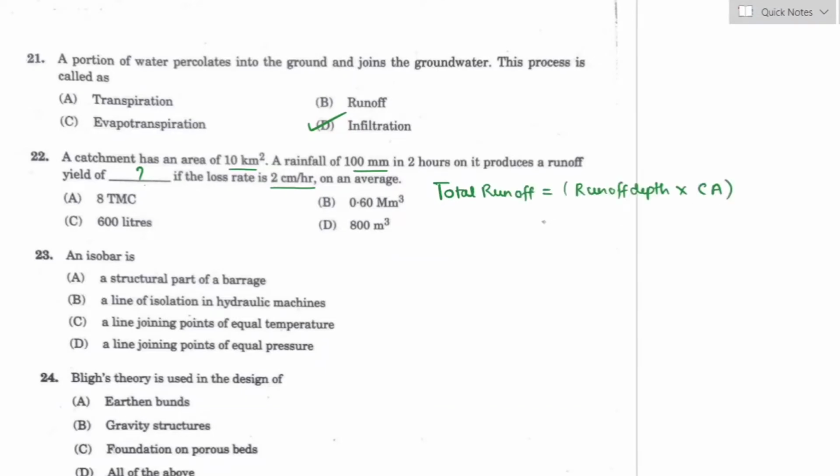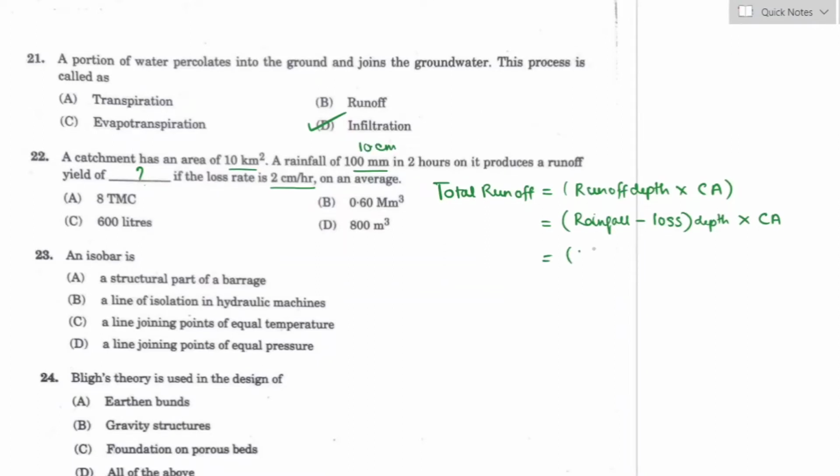Runoff depth is the difference between the rainfall depth minus loss rate depth. Rainfall depth is given as 100 mm. Let us consider in terms of centimeter.